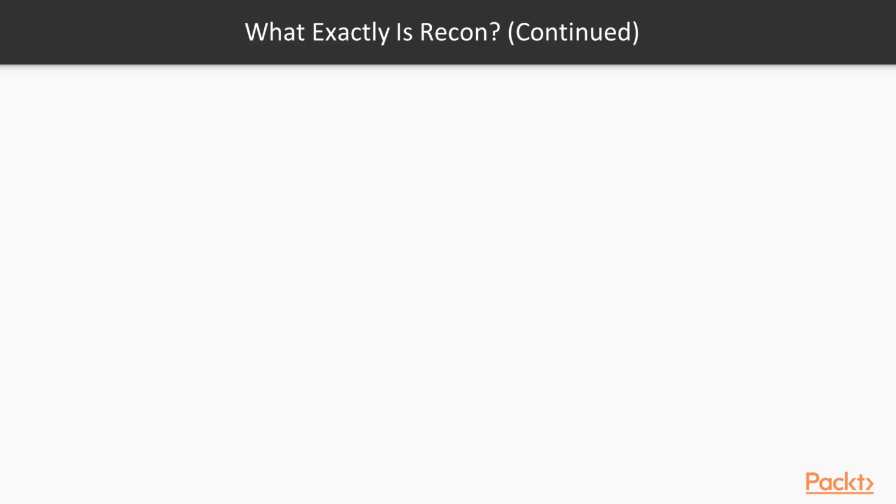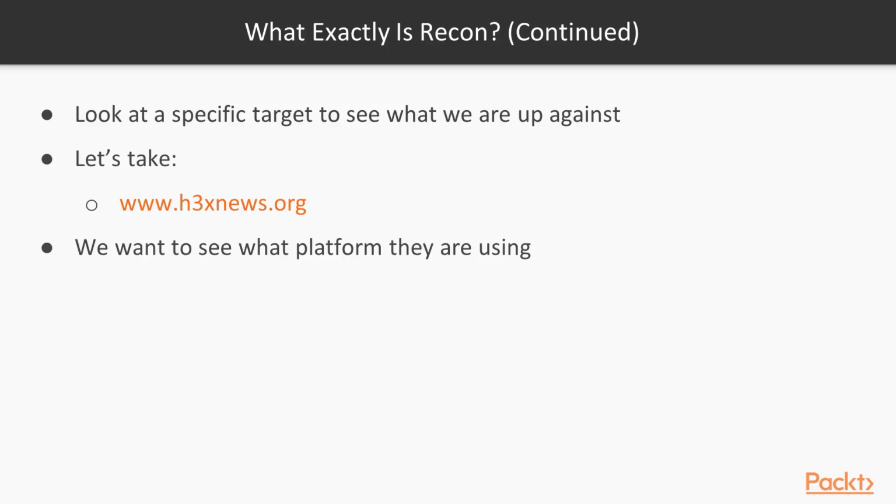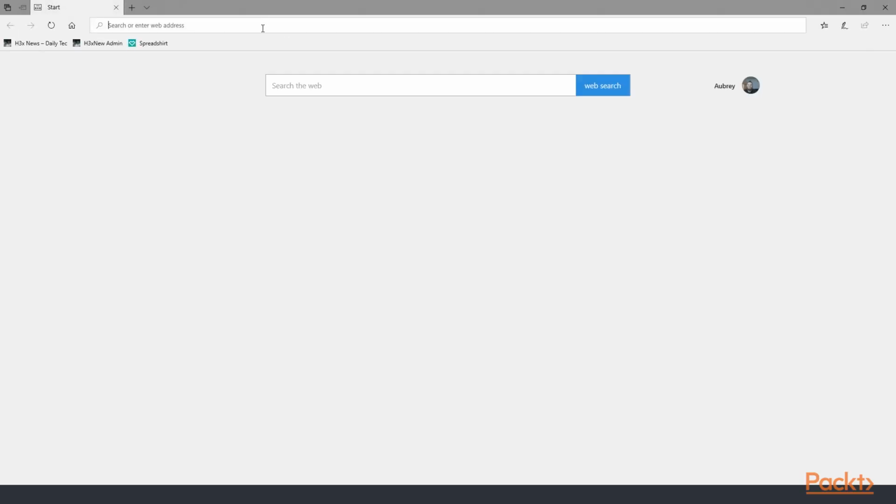Now, we're going to be doing this the right way. So, let's look at a very specific target in order to see what we're up against. We're going to be taking hexnews.org. Now, this is an online blogger's website, and we want to see what type of platform that they're using, and are they using HTML5, WordPress, Ruby on Rails, PHP, etc. Let's open up Internet Explorer.